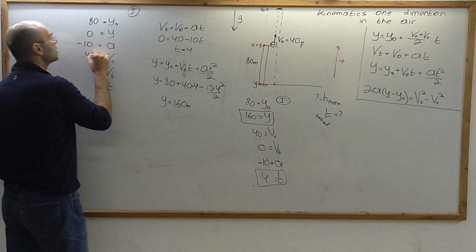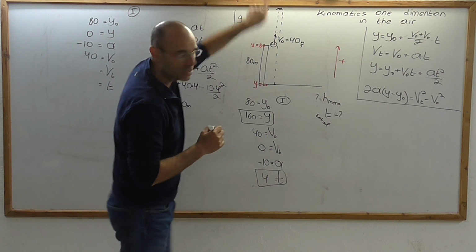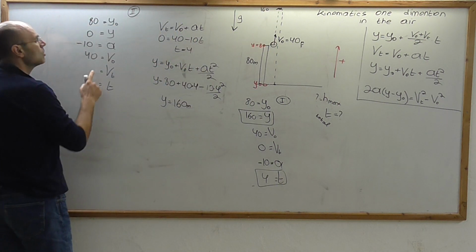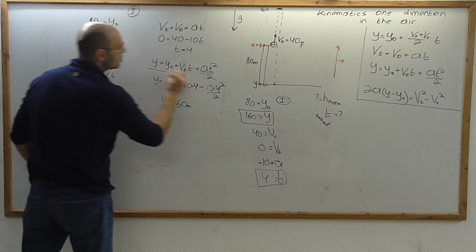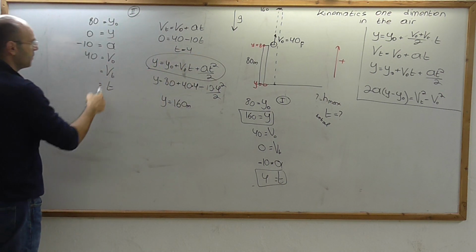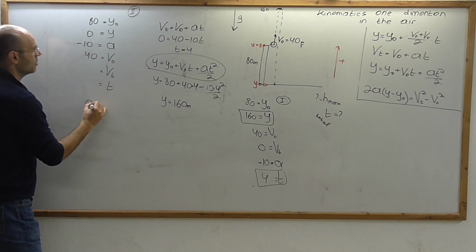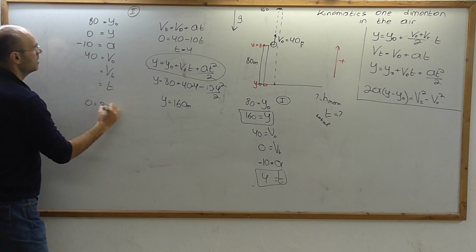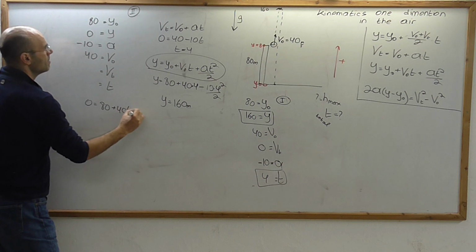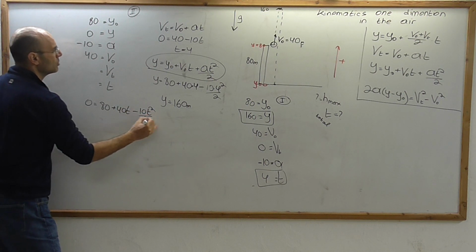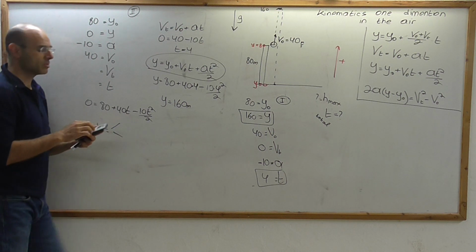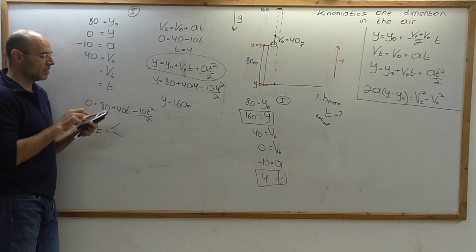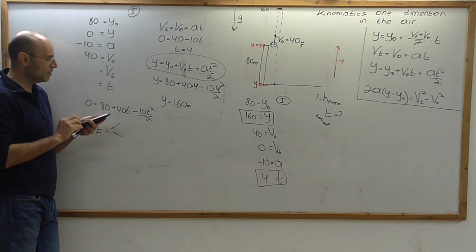V0 is plus 40. Why plus? Because it's in the positive direction. V final, I don't know. T, I don't know. Okay, this is what I know. Let's use this equation and find the T. So I'll get 0 equals 80 plus 40t minus 10t squared over 2. Again, I have a quadratic equation. I use my mode 5-3, so I write minus 5, 40, 80.